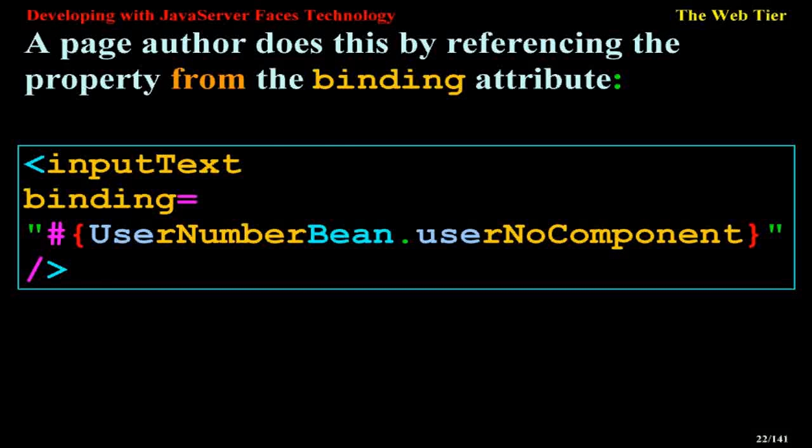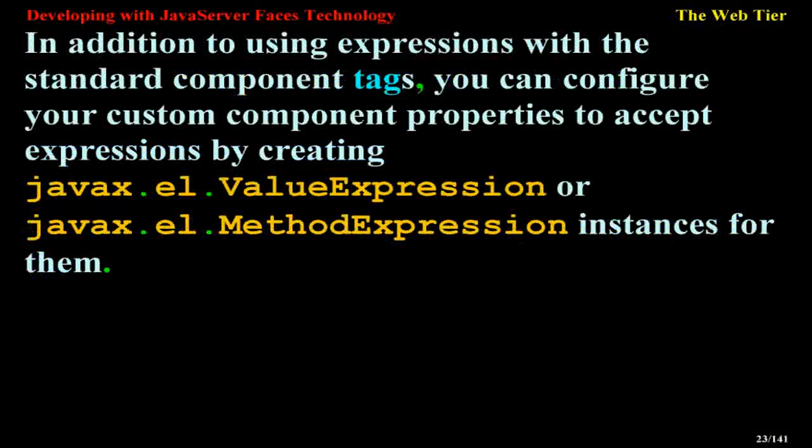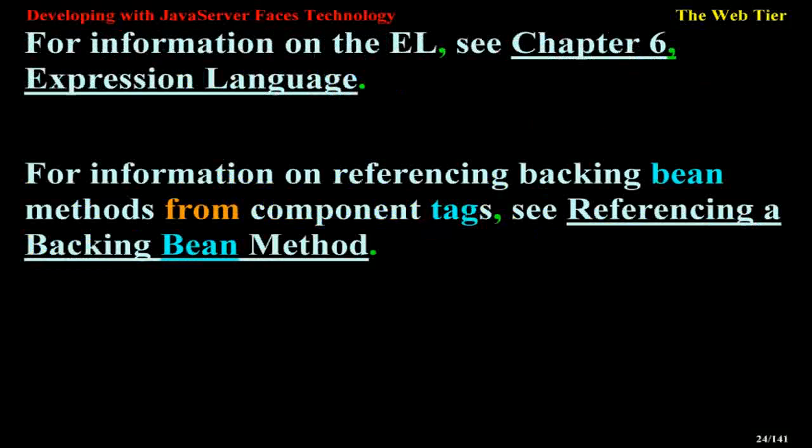User no component. In addition to using expressions with the standard component tags, you can configure your custom component properties to accept expressions by creating javax.el.ValueExpression or javax.el.MethodExpression instances for them. For information on the EL, see Chapter 6, Expression Language. For information on referencing backing bean methods from component tags, see Referencing a Backing Bean Method.